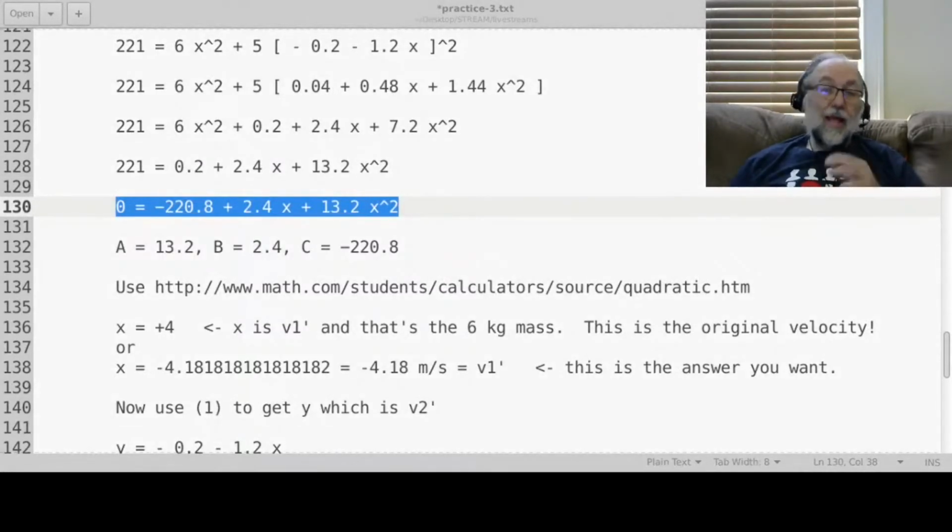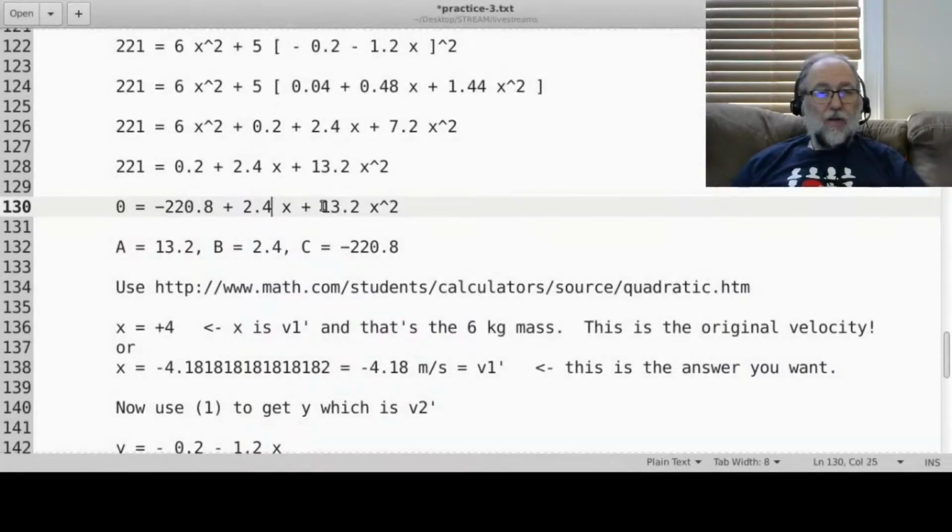So a lot of steps to get to the quadratic, and there's no way to avoid the quadratic here. So we have a quadratic. And then I identify the a, b, and c coefficients. The a coefficient is the coefficient in front of x squared.